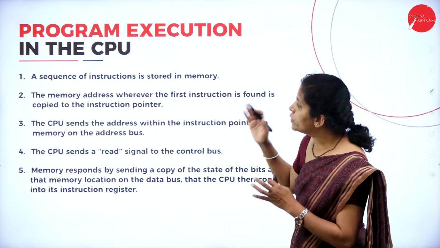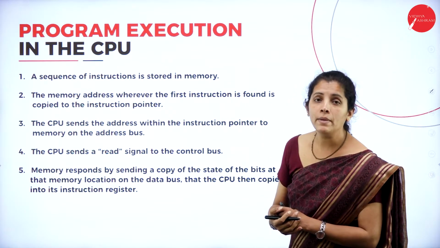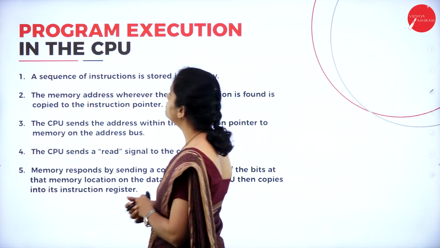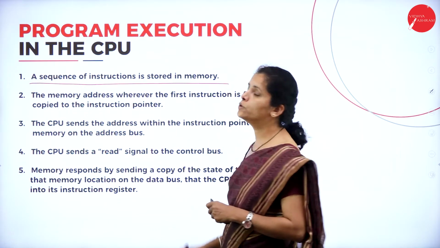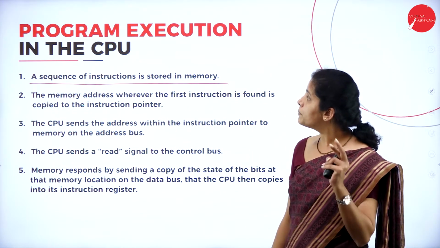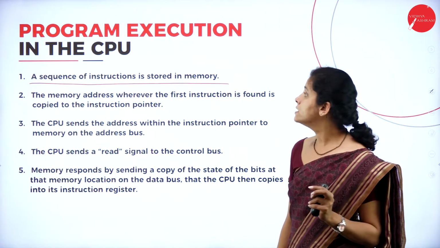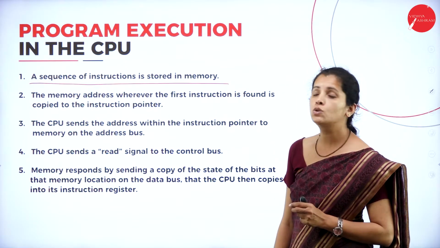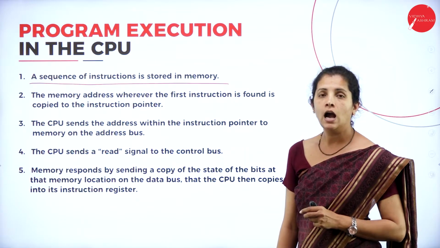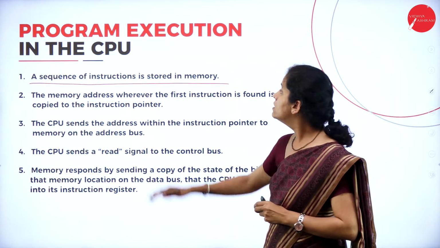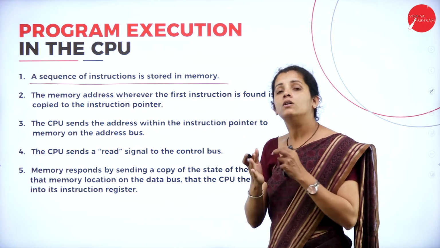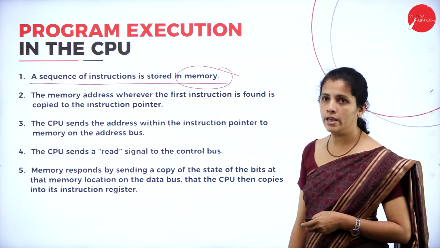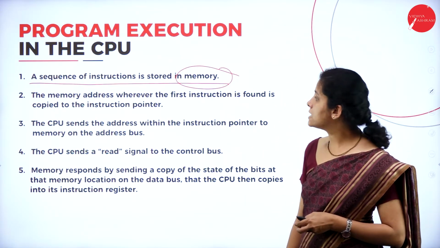Now I'm going to look at how a program is executed in the CPU. So here I'm going to have this sequence, that means these steps. How the program executes in the CPU. A sequence of instructions is stored in the memory. How are the instructions stored? Sequence. So, a sequence of instructions is stored in the computer memory and each memory location has an address.